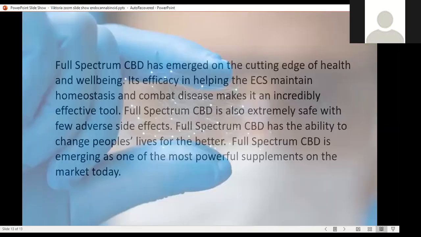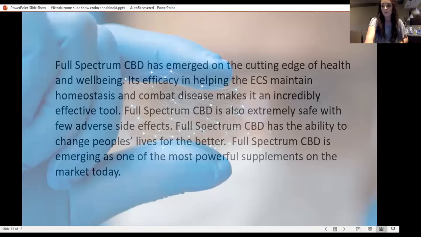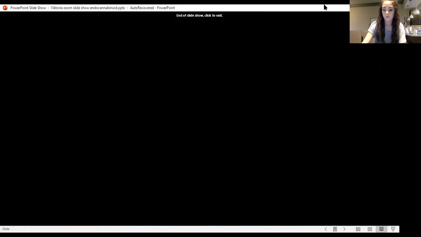Full-spectrum CBD has emerged on the cutting edge of health and well-being. Its efficiency in helping the ECS maintain homeostasis and combat disease makes it an incredibly effective tool. Full-spectrum CBD is also extremely safe with few adverse side effects. Full-spectrum CBD has the ability to change people's lives for the better. It is emerging as one of the most powerful supplements on the market today.